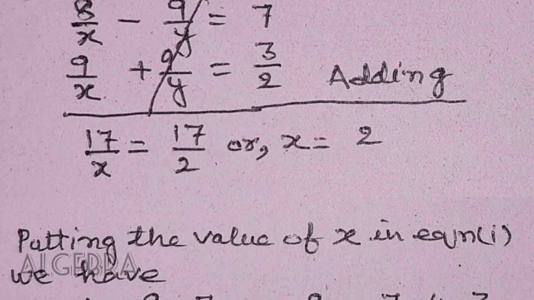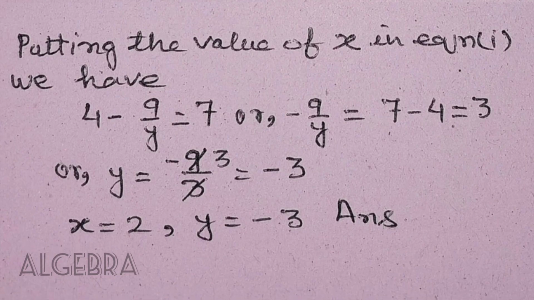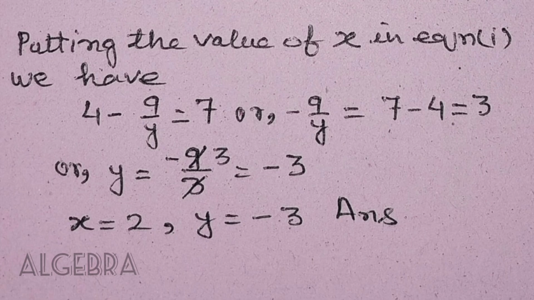Putting the value of x in equation 1, we have 4 minus 9 by y is equal to 7, or minus 9 by y is equal to 7 minus 4 is equal to 3, or y is equal to minus 9 by 3 is equal to minus 3. X is equal to 2 and y is equal to minus 3.